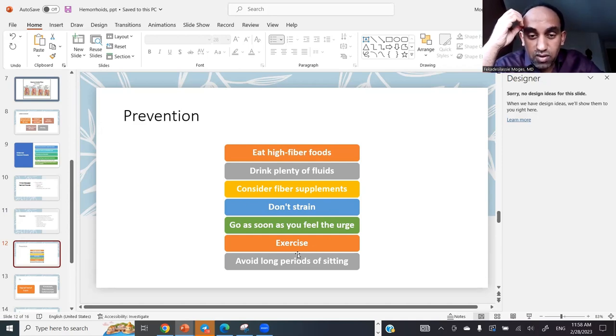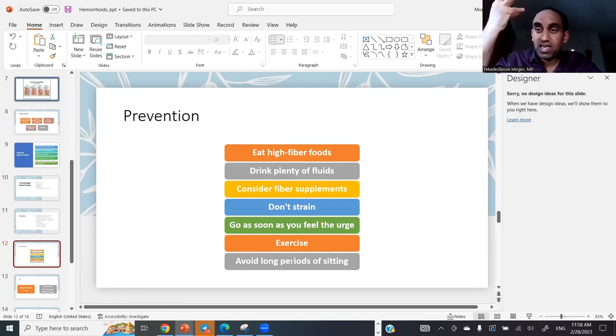Exercise helps. Avoid long periods of sitting, try to move around. Because when you are sitting, the venous blood would settle there. There would be stasis and the veins may become distended, okay?